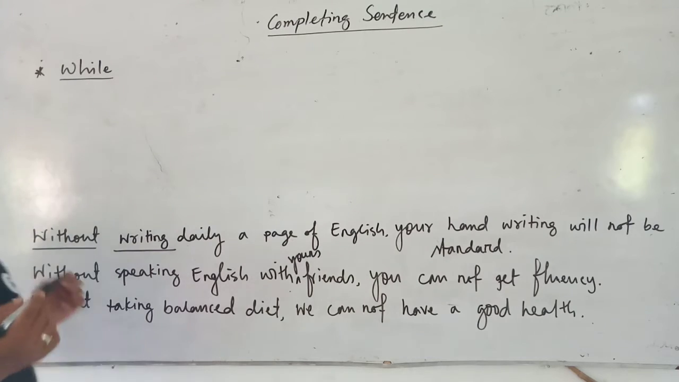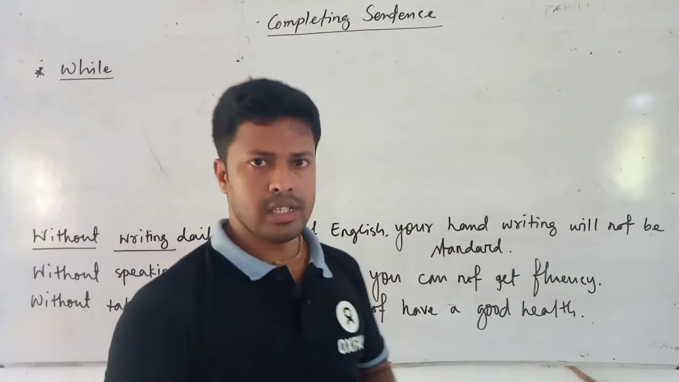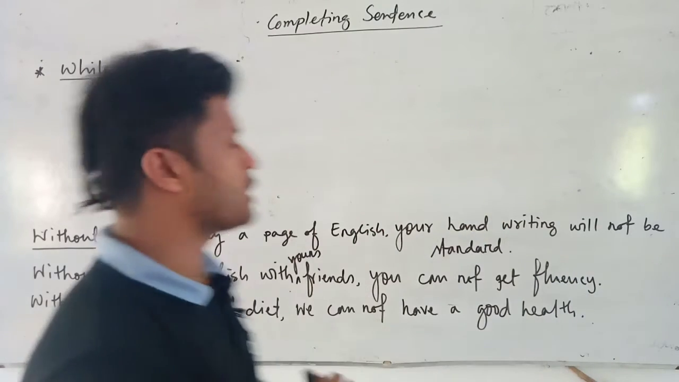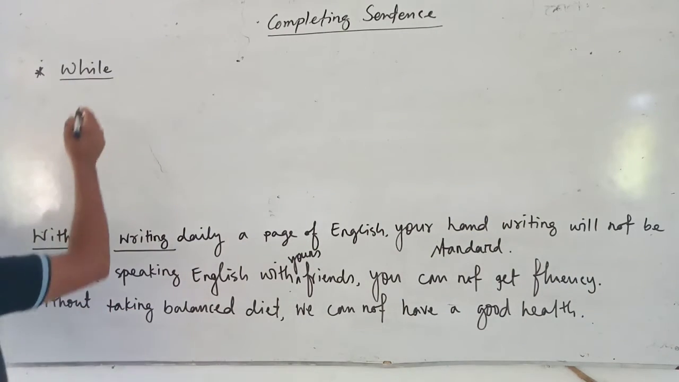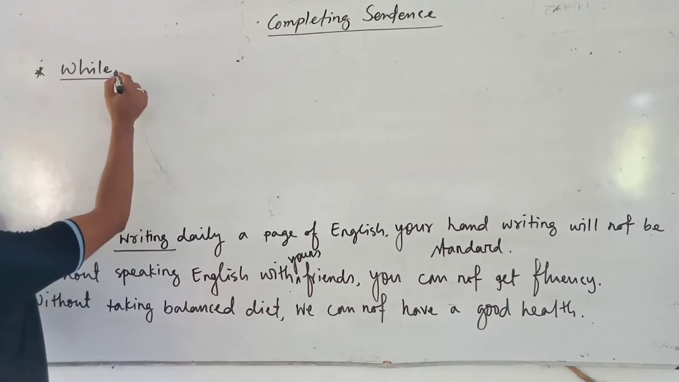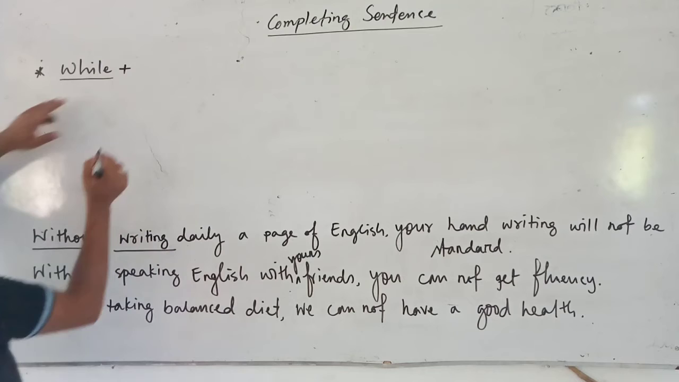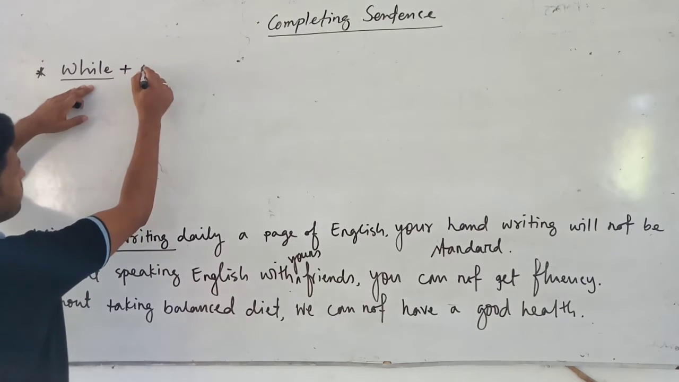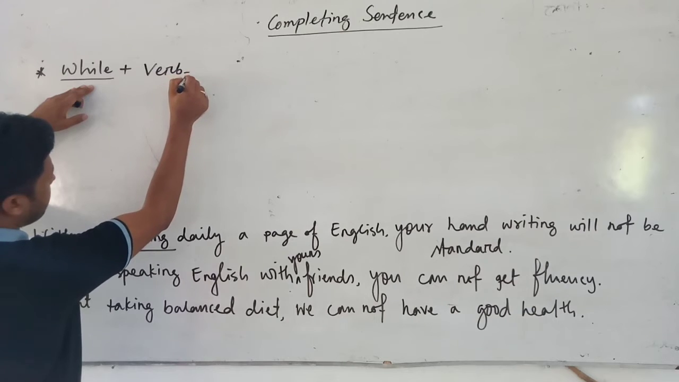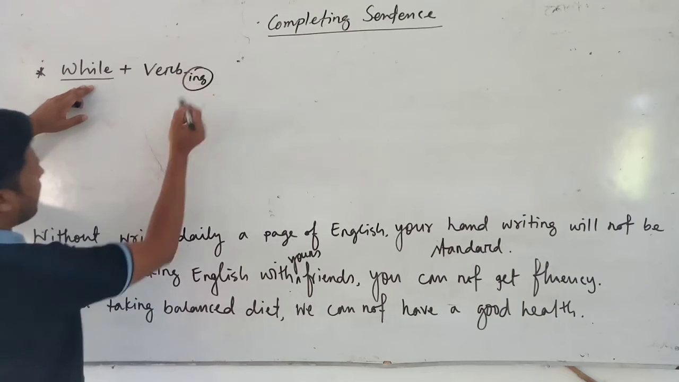While is a conjunction which is used widely in English grammar and English speaking. Everywhere we can see this conjunction. There are two structures, two patterns of while. If we put a verb after while, it must be a verb in the ing form.